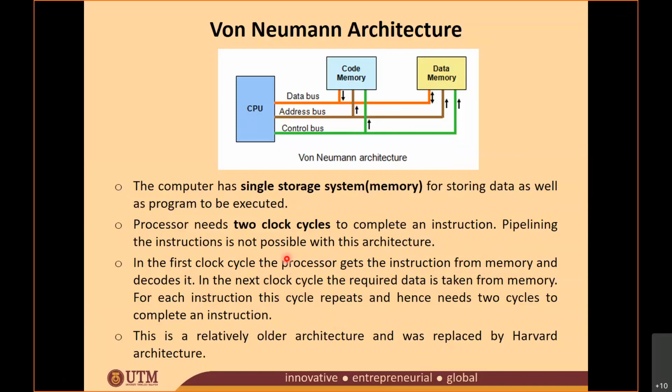Okay, so this von Neumann architecture is a relatively older architecture and was replaced by the Harvard architecture. So nowadays, all the computer systems are using the Harvard architecture. Kenapa Harvard architecture? Because we are going to use pipelining, kita nak buat multitasking.